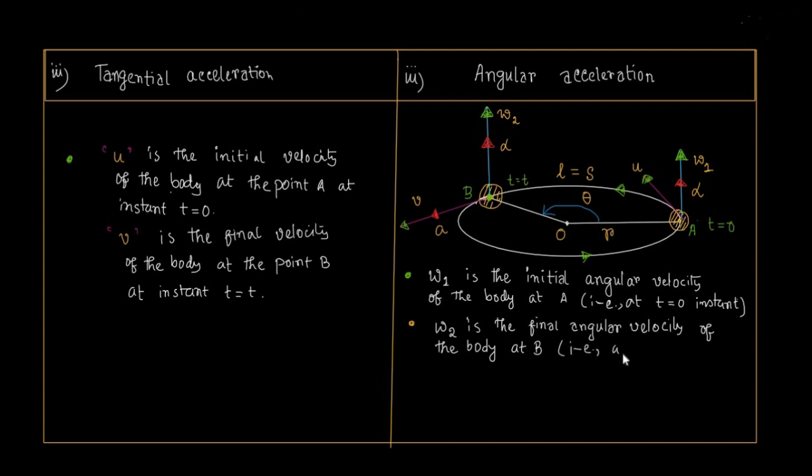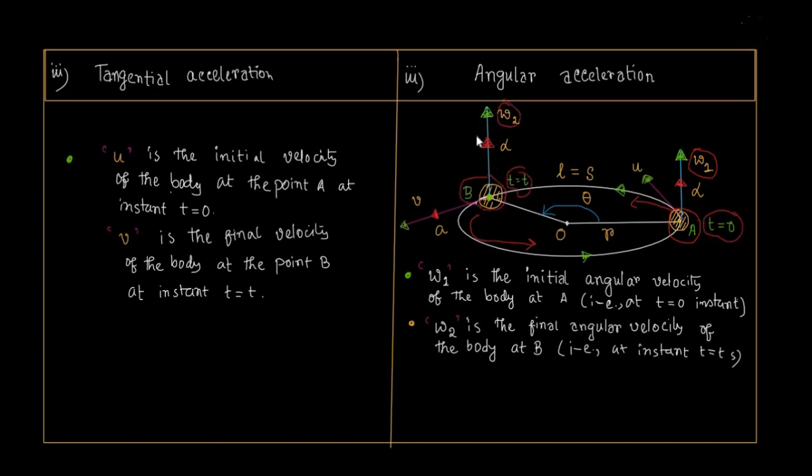Omega 2 is the final angular velocity of the body at the point B, that is at instant t equal to t second. Omega 1 and omega 2 are the initial and final angular velocities of the body at the point A and at the point B. The body revolves anti-clockwise in this horizontal circular orbit, and at the point A, omega 1 is the initial angular velocity at instant t equals 0.